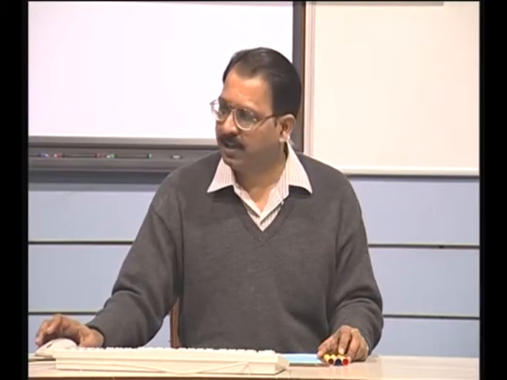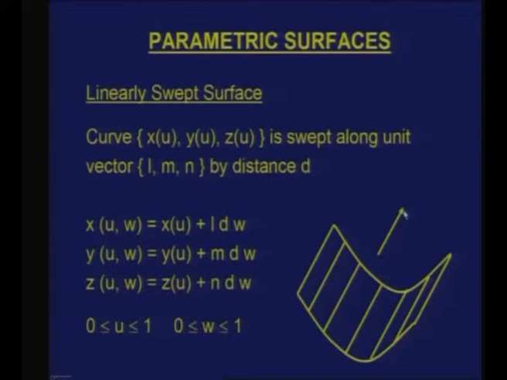So, suppose this point is x1, y1, z1 and here is a point x2, y2, z2. Then I have x2 minus x1, y2 minus y1 and z2 minus z1. What do they represent? That represents nothing but l d, m d and n d. In this case the equation becomes x of u plus (x2 minus x1) w, y of u plus (y2 minus y1) w and z of u plus (z2 minus z1) w. One very important thing is that these points x1, y1, z1 and x2, y2, z2 need not lie anywhere on the curve.